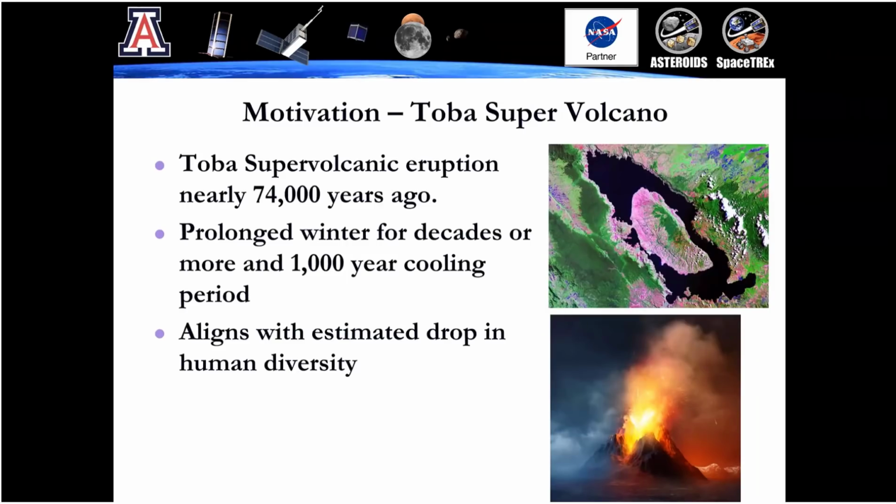And so the Toba supervolcano, which erupted about 74 to 75,000 years ago, resulted in prolonged winter for decades or more, and resulted in the start of a 1,000-year cooling cycle. It aligns well with an estimated drop in human population and diversity at that time.